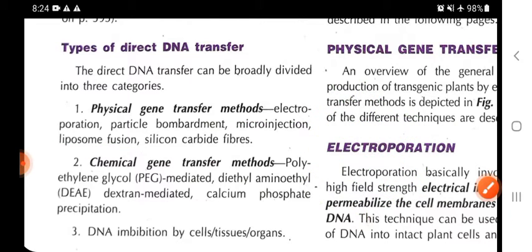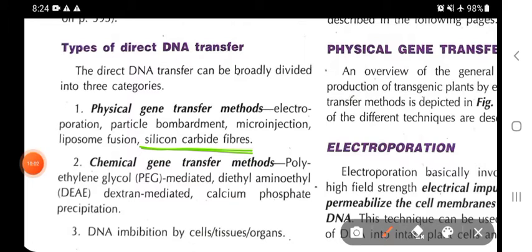Next is silicon carbide fibers. These are also a method of interest where mechanically we use silicon fiber strips for direct introduction of our DNA into the plant cells or animal cells.